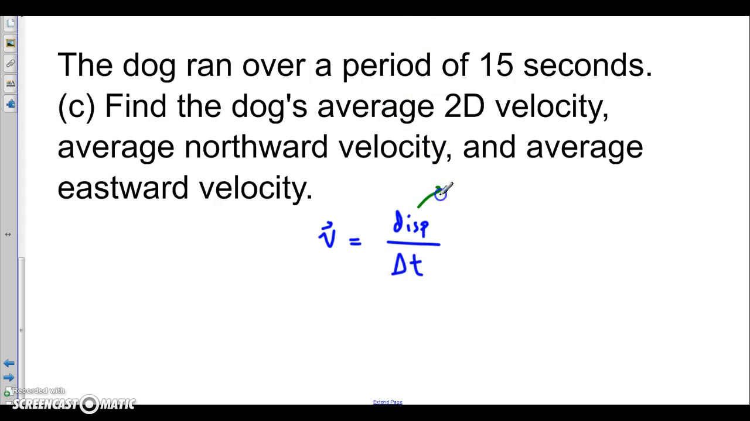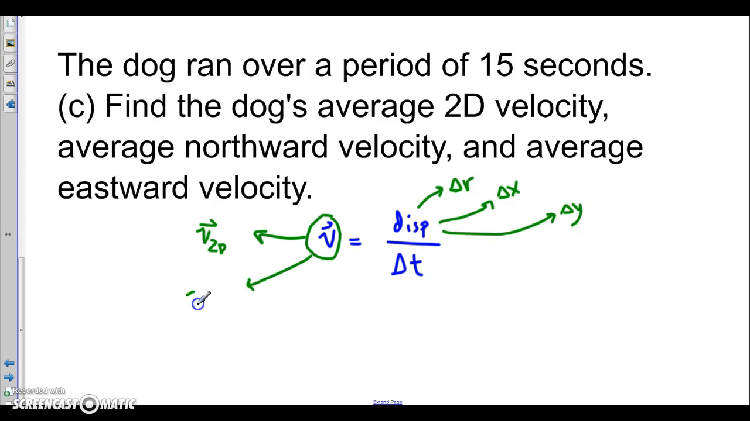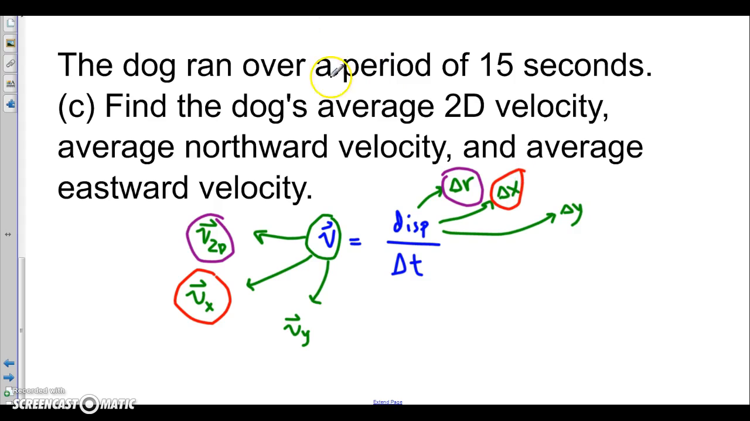But there are three types of displacement: the two-dimensional displacement, the horizontal or eastward displacement, and the vertical or northward displacement. Because of that, you can calculate three different values of average velocity: the average 2D velocity, which is sometimes just called the average velocity, the average horizontal or eastward velocity, and the average northward or vertical velocity. These pair up. The 2D velocity pairs with delta r in the equation, the horizontal velocity uses delta x, and the average y velocity uses delta y. You match them up in the equation.